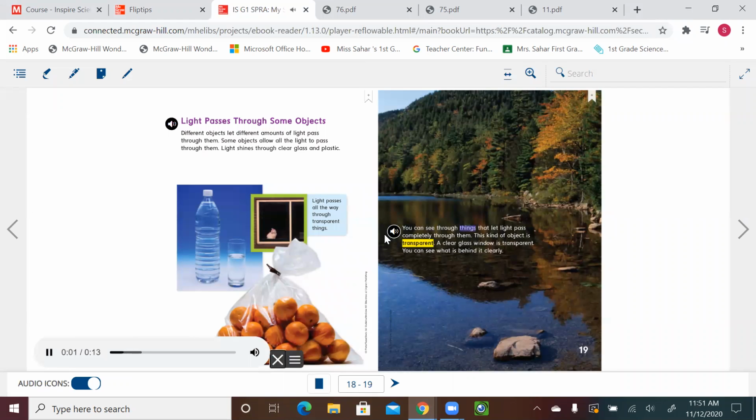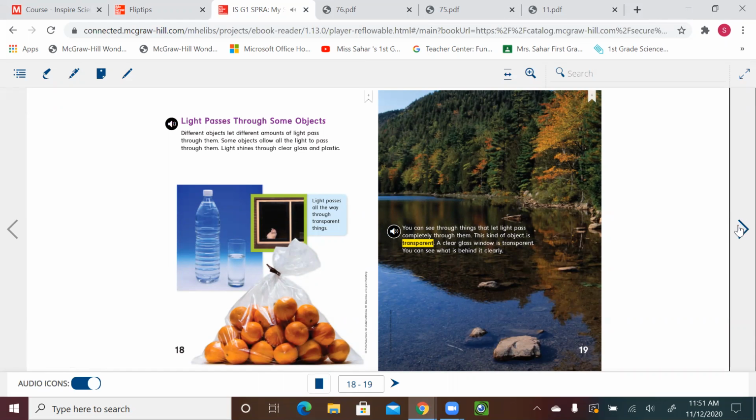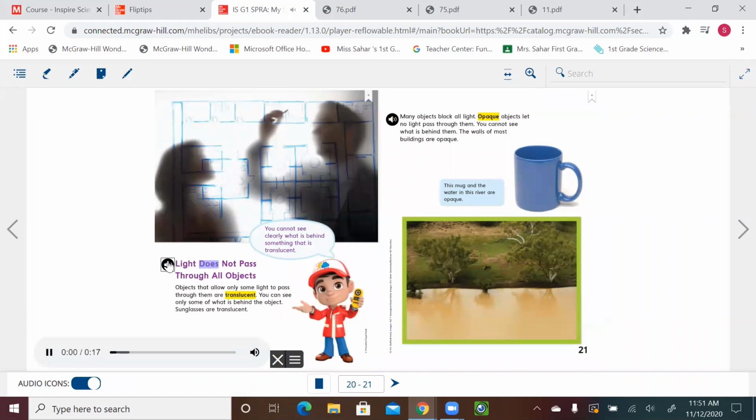You can see through things that let light pass completely through them. This kind of object is transparent. A clear glass window is transparent. You can see what is behind it clearly. Right. Light does not pass through all objects. Objects that allow only some light to pass through them are translucent. You can see only some of what is behind the object. Sunglasses are translucent. You cannot see clearly what is behind something that is translucent.